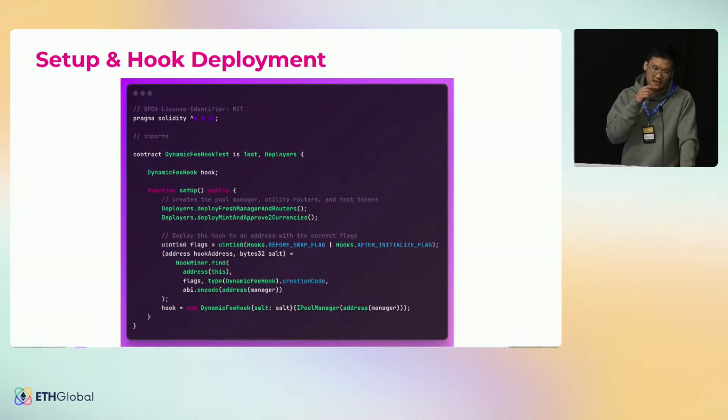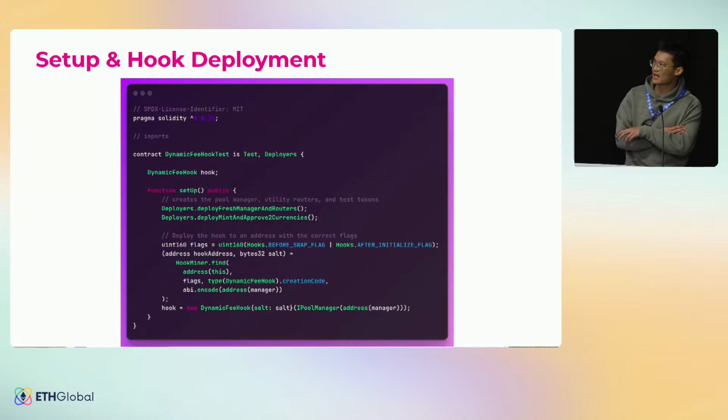And if you are thinking of building for the hackathon, I highly recommend using the V4 template. I have a link at the end, but essentially it does all this really nice code setup for you, where we deploy the pool manager, we deploy all the test routers, and we create test tokens for you with all the approvals that you need.